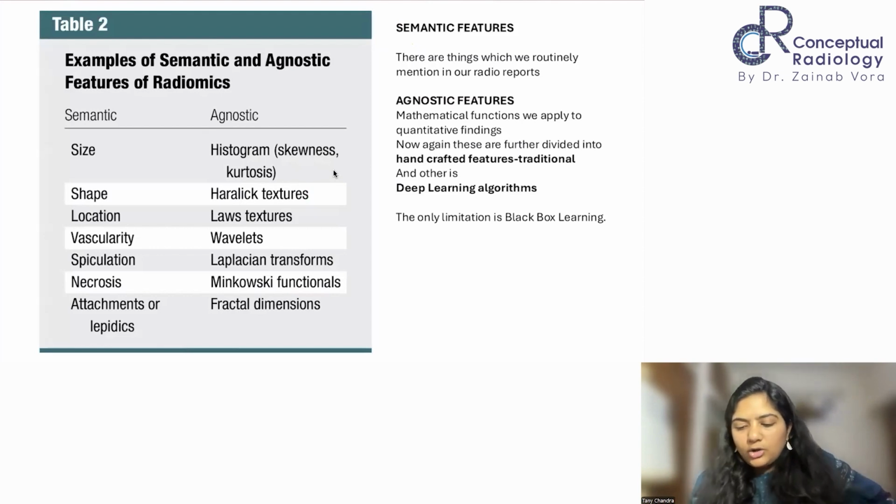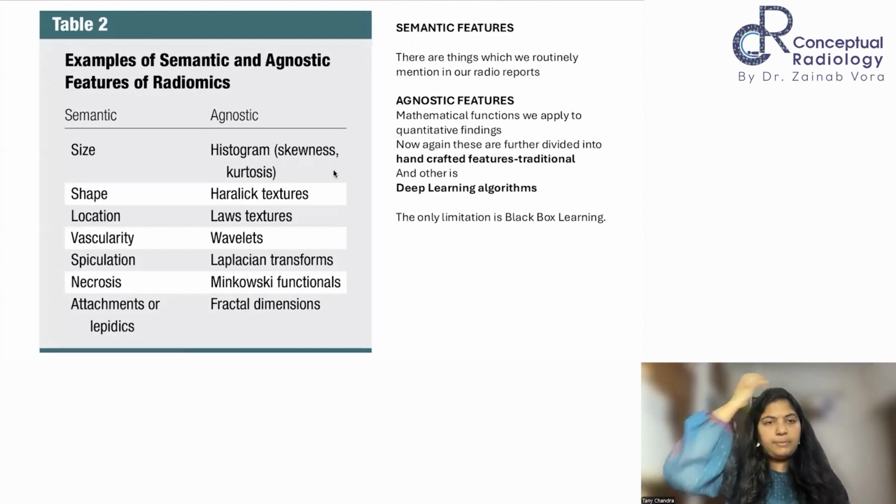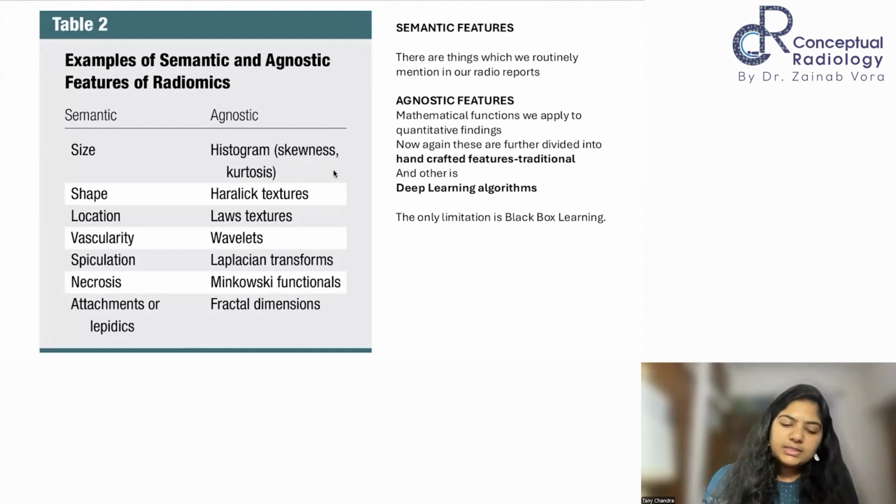Now suppose I talked about features, right? Something which is going to help us understand. I found this a little easy so that we can think in our mind. There is something called a semantic feature, something which we always write in our radiology reports. What is the size of the tumor, shape of the tumor, location, vascularity, spiculations, necrosis, right? We always write this in our reports. What we don't do is maths, right? So these are the mathematical functions which we are trying to get out of this image.